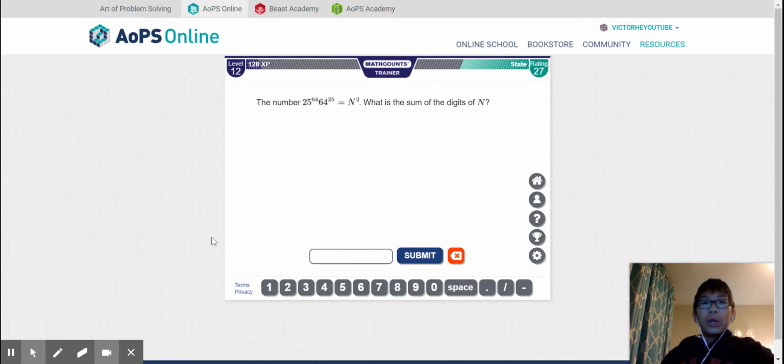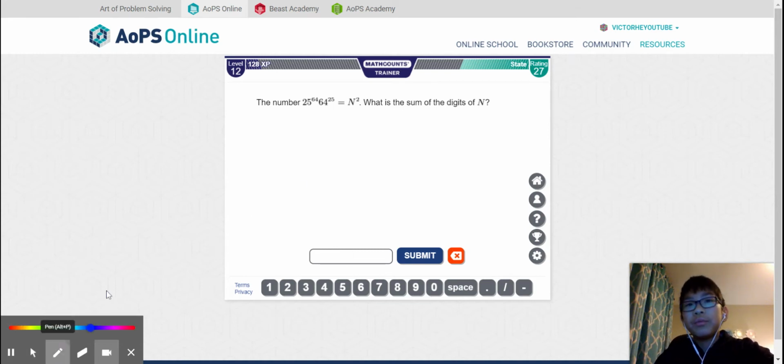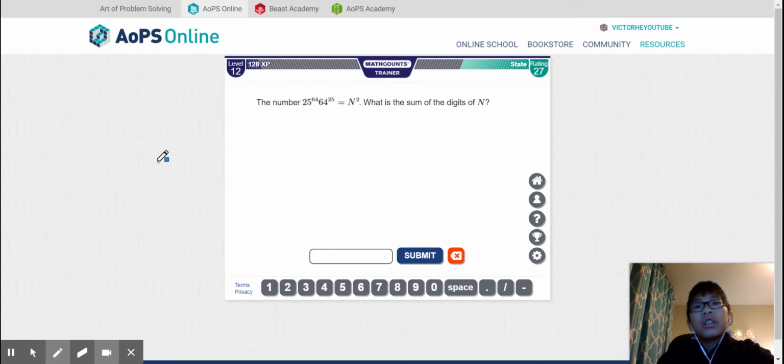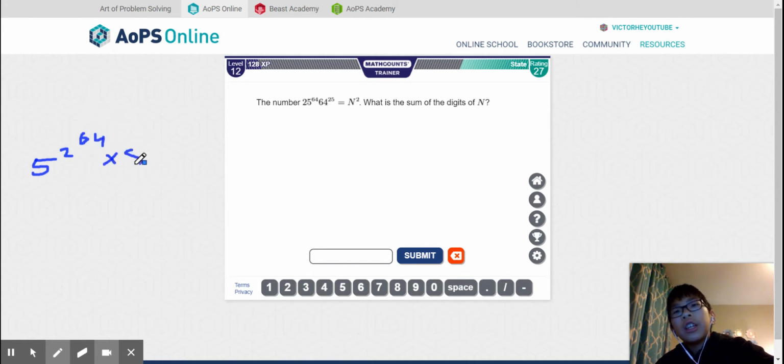equals n squared. What is the sum of the digits of n? So I'm gonna explain my thought process. My thought process is that this is 5 squared to the 64th times 8 squared to the 25th. And again, I've never done these questions before, unless they've been on AMC or something. But other than that, I've never done these questions before.